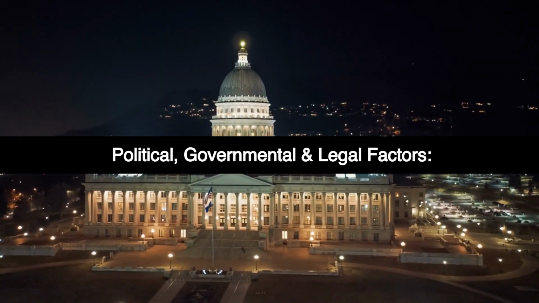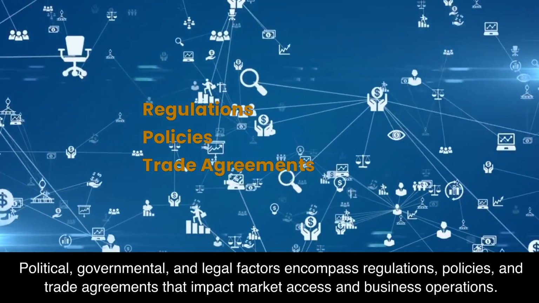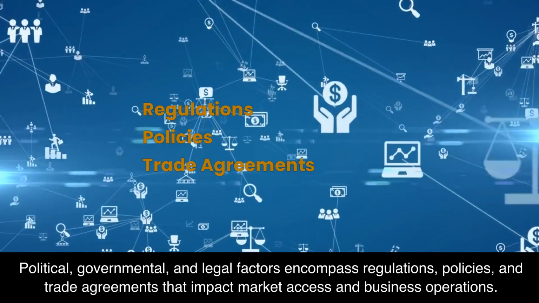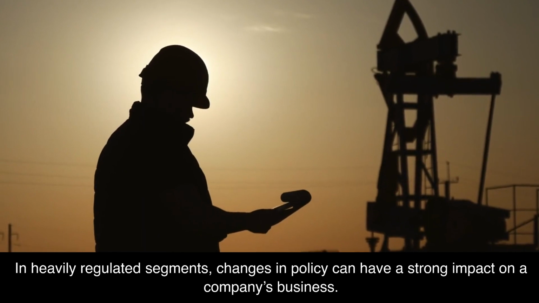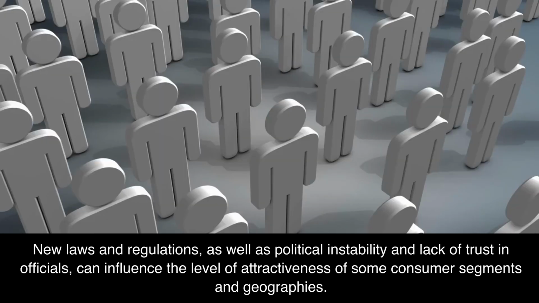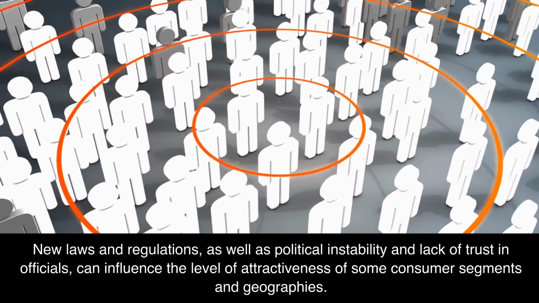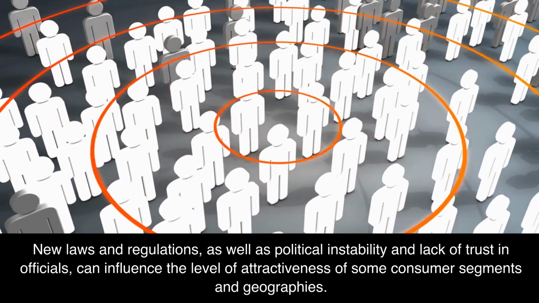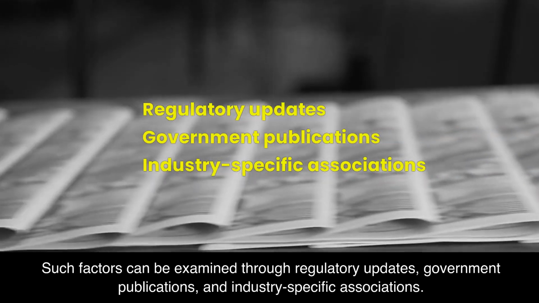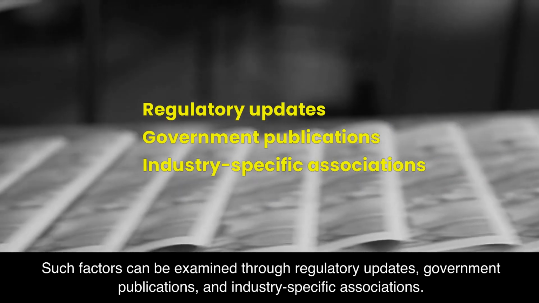Political, governmental, and legal factors. Political, governmental, and legal factors encompass regulations, policies, and trade agreements that impact market access and business operations. In heavily regulated segments, changes in policy can have a strong impact on a company's business. New laws and regulations, as well as political instability and lack of trust in officials, can influence the level of attractiveness of some consumer segments and geographies. Such factors can be examined through regulatory updates, government publications, and industry-specific associations.